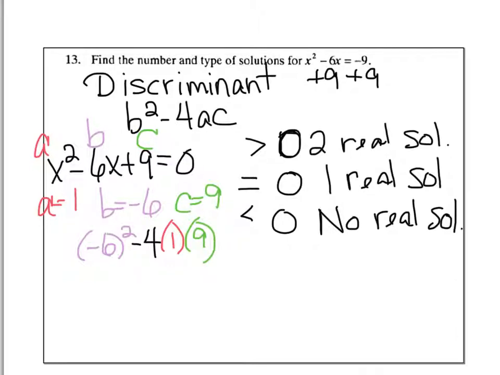Well, -6 squared, and again, you can also type this directly into your calculator. I have 36 minus 4 times 1 times 9 is also 36. So the discriminant value is 0, which means I would have one real solution.